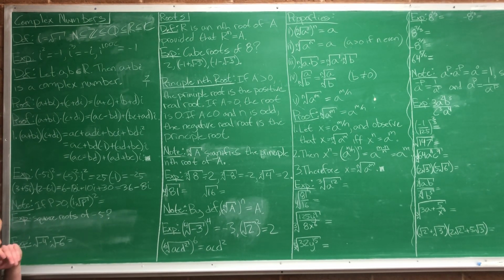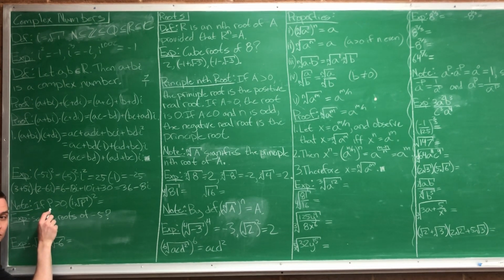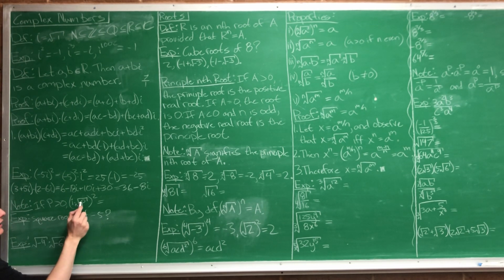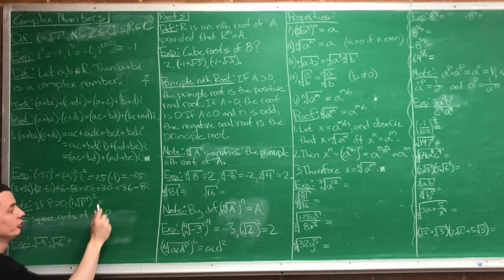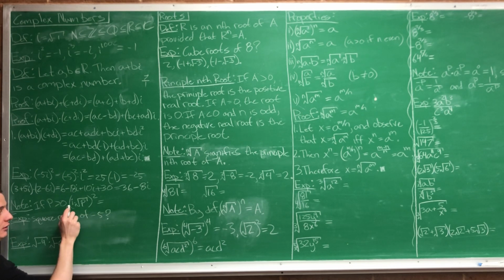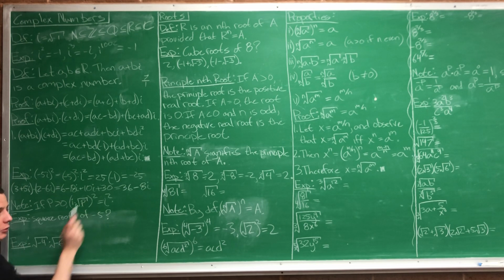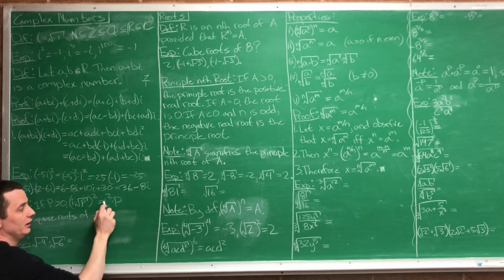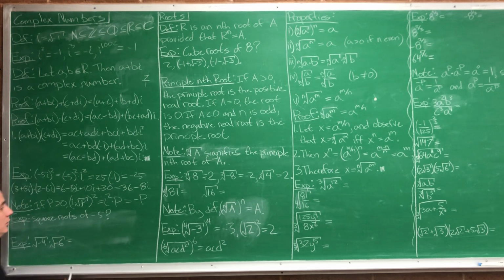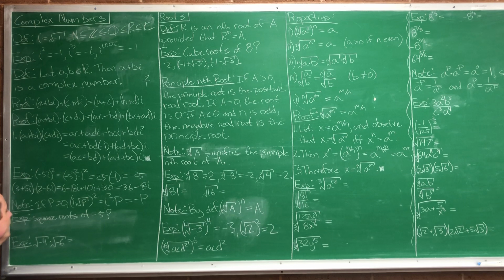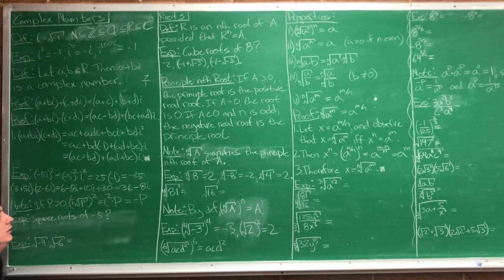All right. Now, if p is greater than 0, so it's a positive number, then what is i times the square root of p, squared, equal to? Just negative p. So we're going to square both of these. So i squared is i squared times square root of p squared is p. And then negative 1 squared is just negative 1, so that gives me negative p. Good?